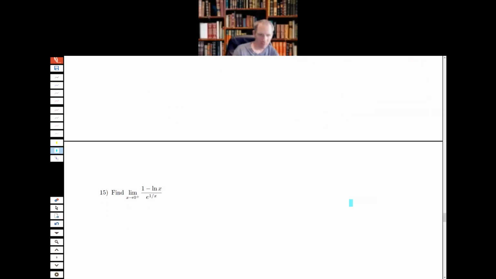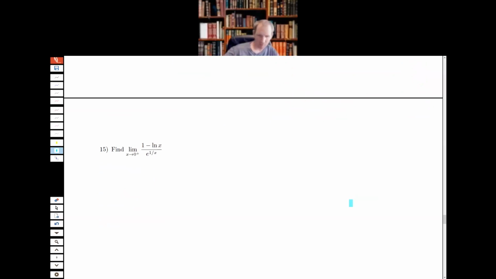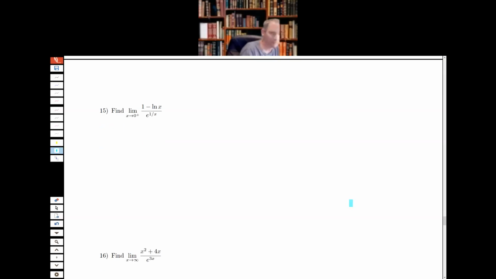All right, let's keep plodding on through. I think that was it for the long story problems. So hopefully this will speed up a little bit. All right, so let's do some L'Hopital problems. Find the limit as x goes to 0 of 1 minus ln of x over, oh, actually we did this one in class, so we'll skip 15. 16, x is going to infinity, x squared plus 4x over e to the 3x.